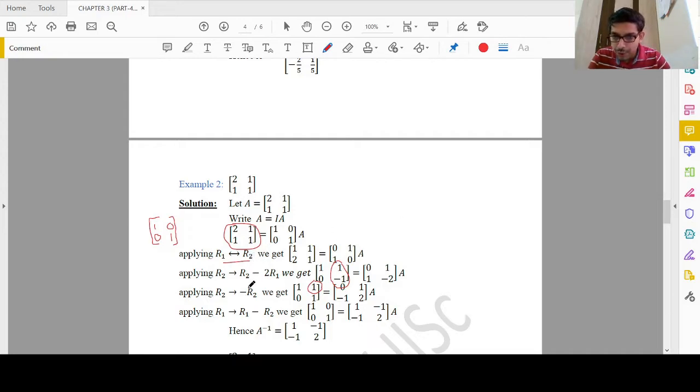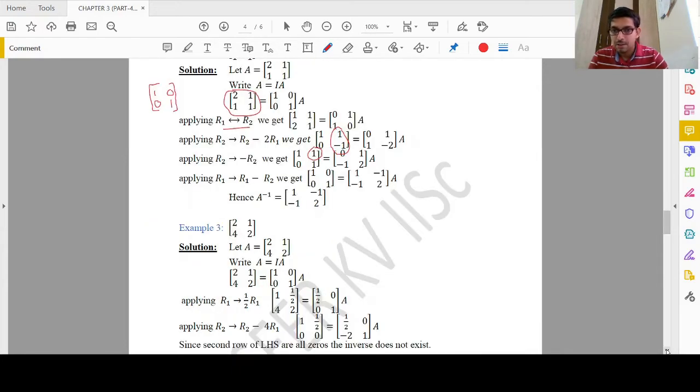So all these transformations which we are doing on the left hand side need to be performed on the right hand side identity matrix, and finally whatever matrix comes on the right hand side will be the inverse. Once you get identity on the left hand side, whatever matrix comes on the right hand side with A, that will be the answer to the problem. A inverse is equal to 1 minus 1 minus 1 2.